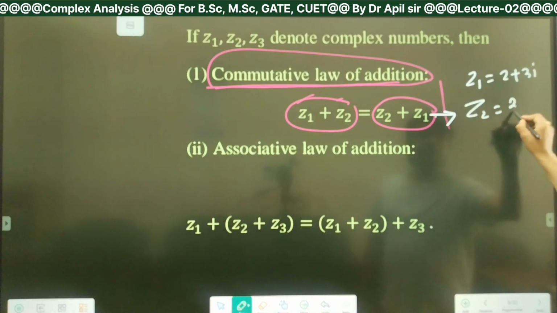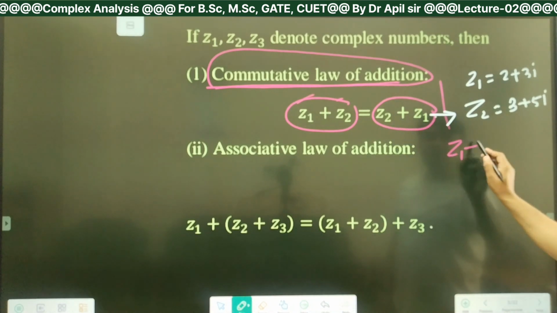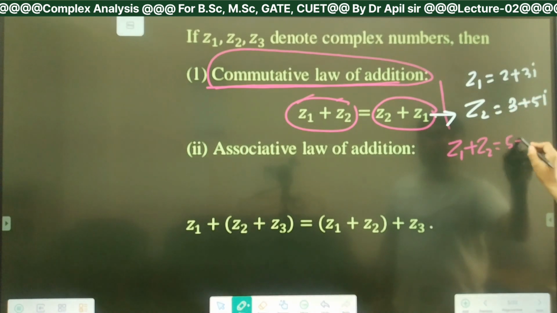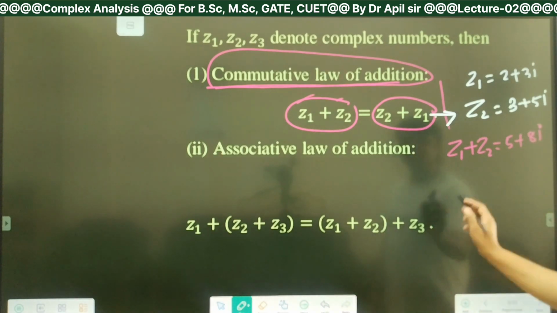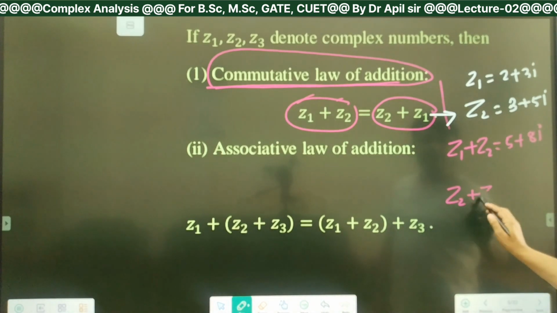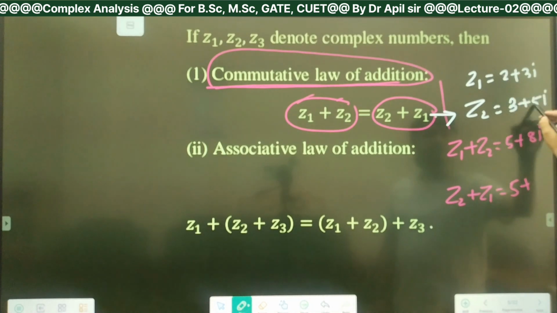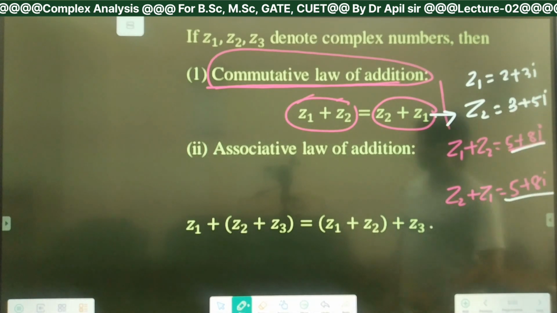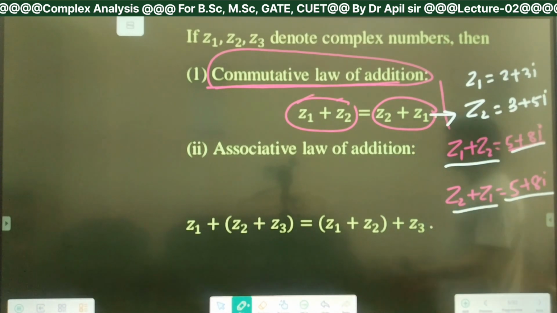Suppose z1 is 2 plus 3i, okay? Suppose z2 is 3 plus 5i. So what will be z1 plus z2? Just try to verify. This will be 2 plus 3, that is 5, plus 5 plus 3, that is 8i, right? This will be z1 plus z2. Similarly, z2 plus z1: 3 plus 2, again we get 5, and 5 plus 3, 8i. So these two values will always be equal, so z1 plus z2 and z2 plus z1 are always equal in case of addition, right?